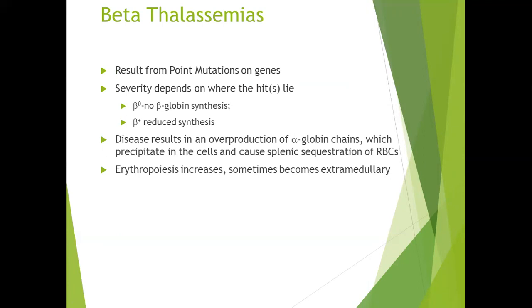So, beta thalassemia results from point mutations on genes. Severity depends on where the mutations lie. It could be beta naught, where there is no production of beta globin chain. Absolutely no beta globin is produced. Beta plus means that there is reduced synthesis of beta globin chain.